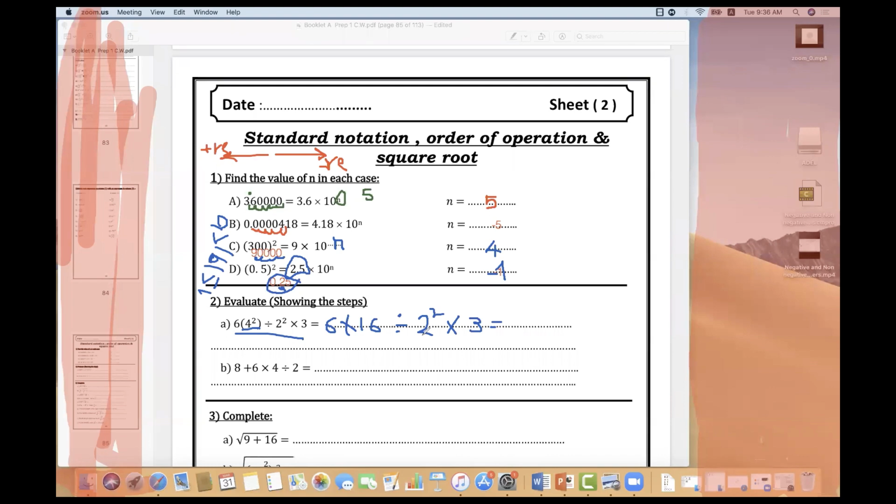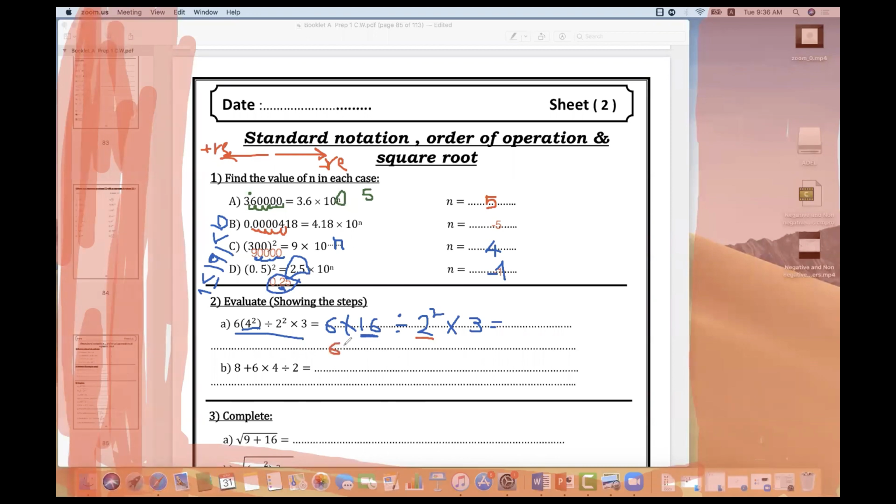The first priority, I have to expand my brackets. Secondly, the powers. Excellent. So it will be 6 times 16, divided by 4, times 3. After that, times and divide are on the same level, so we go from left to right.